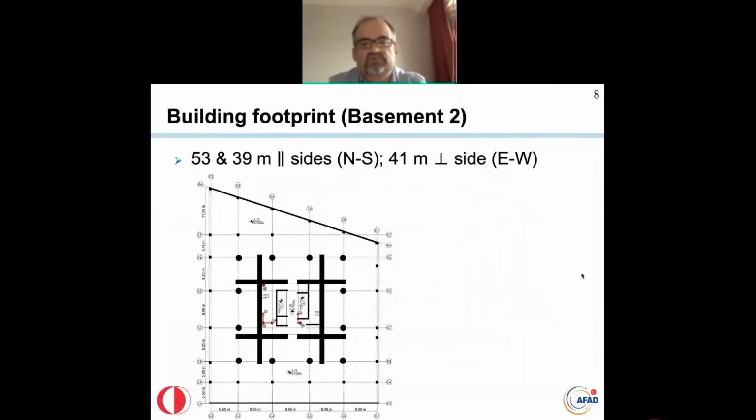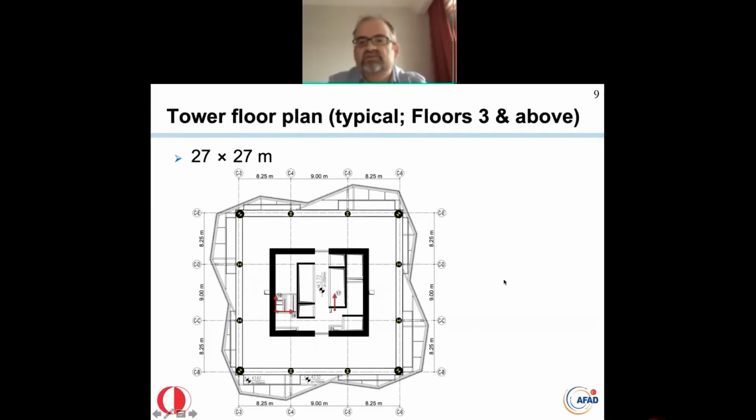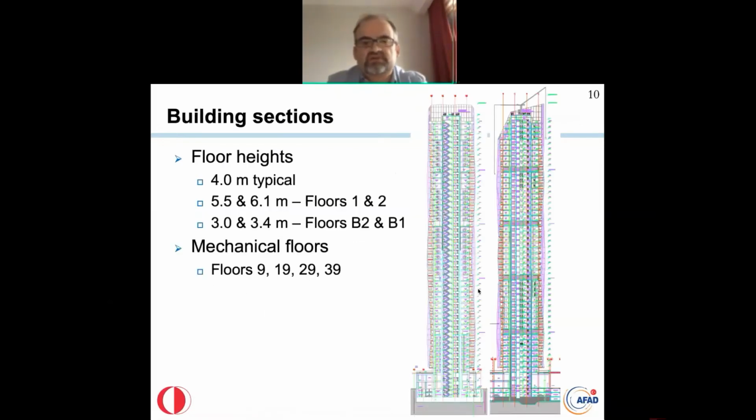Well, the building has a trapezoidal footprint. It has 53 meter and 39 meter parallel sides in the north-south direction and a 41 meter perpendicular side in the east-west direction. The tower portion has a square footprint with 27 meter sides. The typical floor-to-floor height is 4 meters.